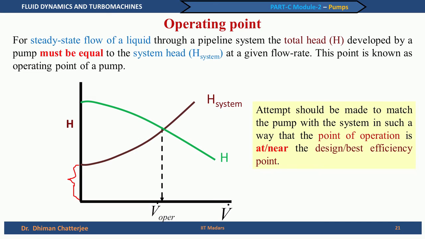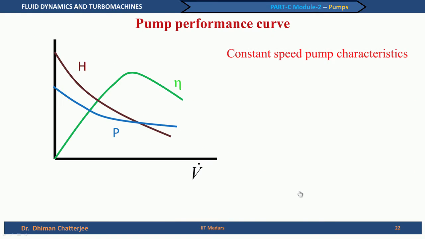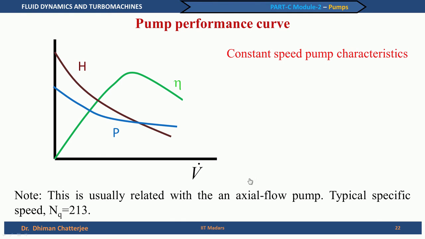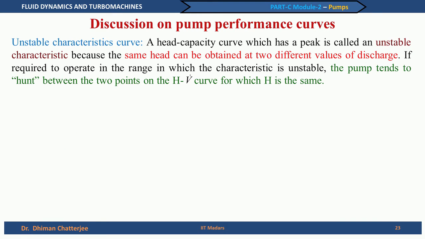So, please note that if you are selecting a pump for your system, you have to keep in mind the pump performance characteristics given by the manufacturer and your requirement. This is another pump performance curve for an axial flow type. I will not talk about these details, but it shows the characteristics, and again I repeat, the peak here is the design point. I talked about the unstable characteristic curve, I will come back to it.